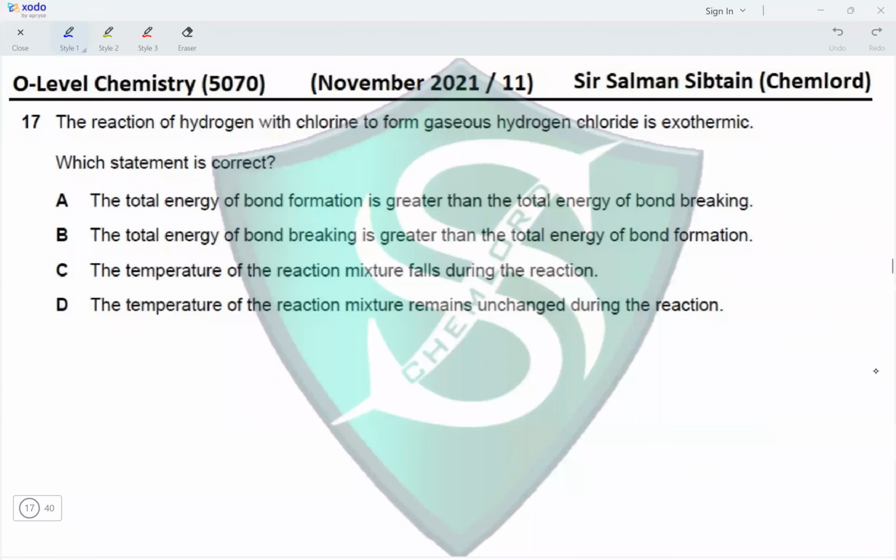Question 17. The reaction of hydrogen with chlorine to form gaseous hydrogen chloride is exothermic. Okay. Hydrogen plus chlorine to form HCl is exothermic. The total energy of bond formation is greater than the total energy of bond breaking. So the bonds of the reactants are broken and bonds of the products are formed. Bond breaking requires energy. So energy is required to break the bonds of the reactants, and energy is released when bonds are formed of the product. So energy release is exothermic.